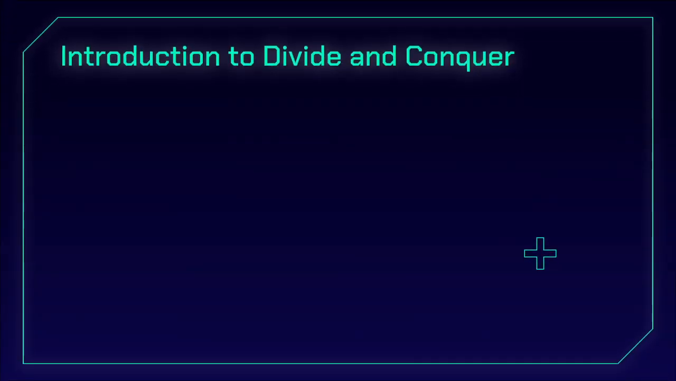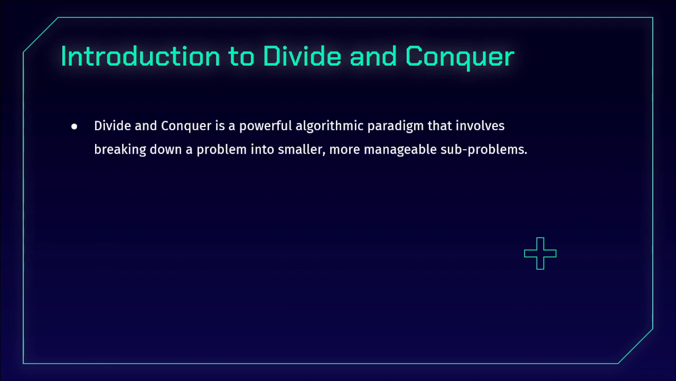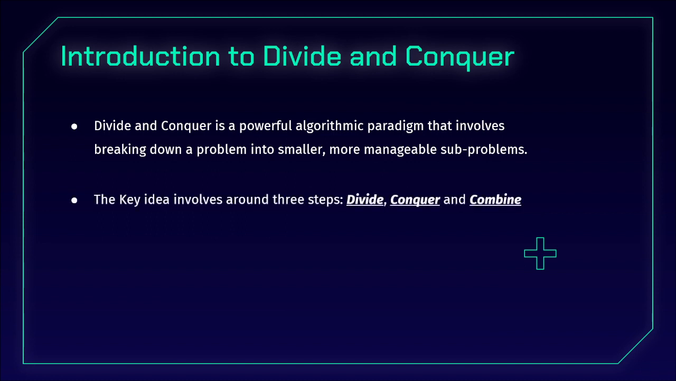Let's get into it. Divide and conquer is a problem-solving approach that entails breaking a complex problem into smaller, more manageable subproblems. These subproblems are solved independently and their solutions are then combined to address the original issue.